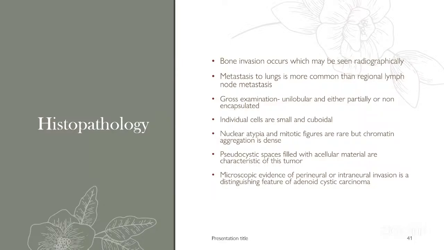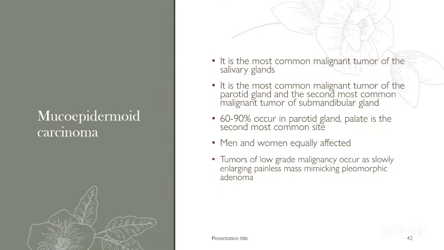So histopathologically, individual cells are small, cuboidal, with nuclear atypia; mitotic figures are rare, but chromatin aggregation is dense. Pseudocystic spaces filled with acellular material are evident. And there is microscopic evidence of perineural or intraneural invasion. So treatment is surgical excision. And mucoepidermoid carcinoma is one of the other malignant tumors of the salivary glands.